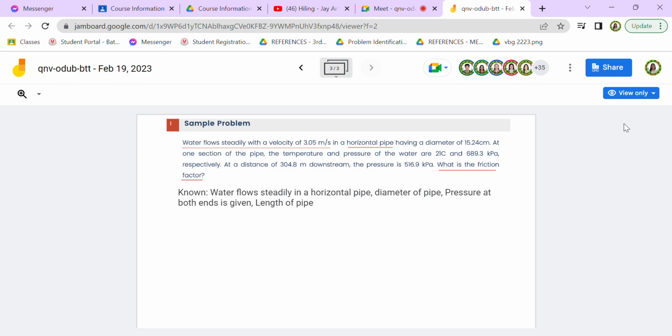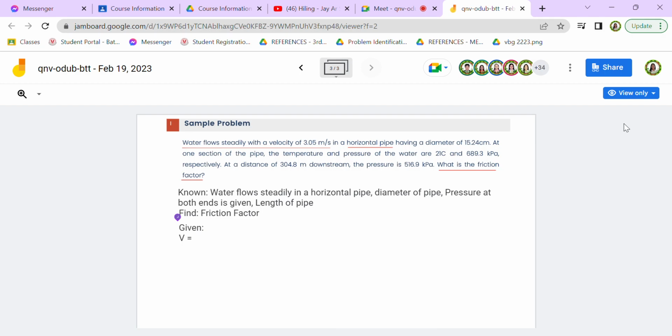So yun ang hinahanap sa problem. We need to find the friction factor. So given will be velocity is equivalent to 3.05 meter per second. Pipe diameter is equivalent to 15.24 centimeter.